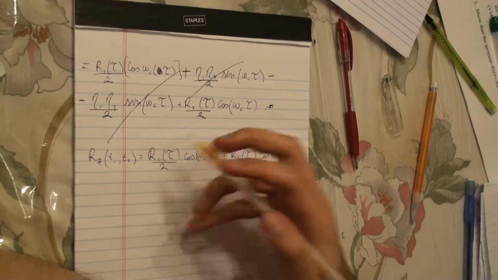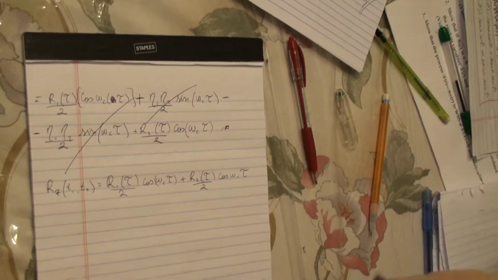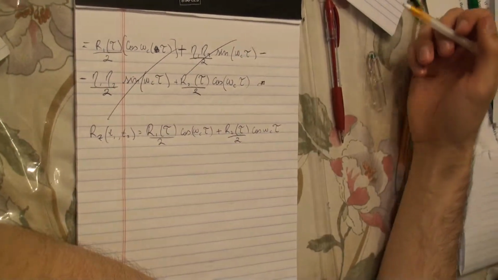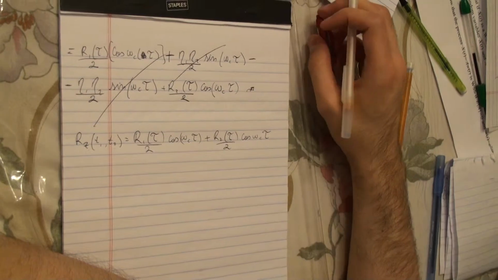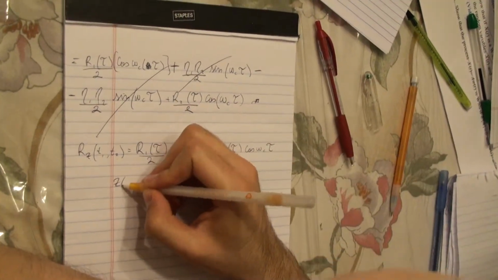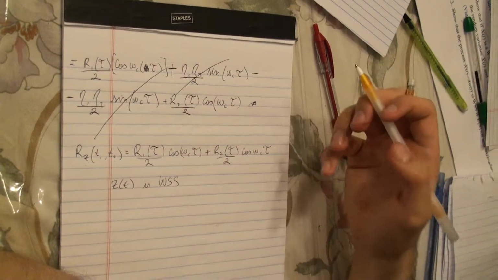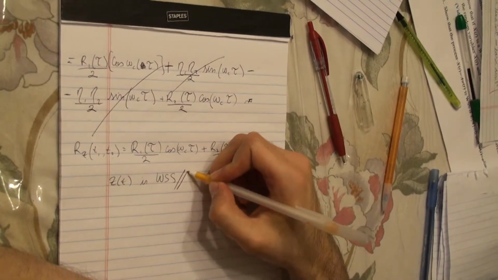Now, because this is all a function of tau, we see that Rz is just a function of the difference, T1 minus T2. So, knowing that, and from part A that the expected value of z is a constant, we can make the conclusion that z of t is a wide-sense stationary stochastic process.